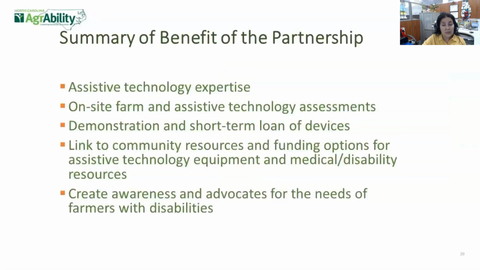So this is a summary of the benefits of our partnership with NCATP. They are the experts on assistive technology. They do the assistive technology assessment on the farm. They do demonstrations and trainings. Once an equipment is installed by VR, they can come back again and make sure that they are using the equipment properly. And so they really help us create and strengthen our network capacity in North Carolina.